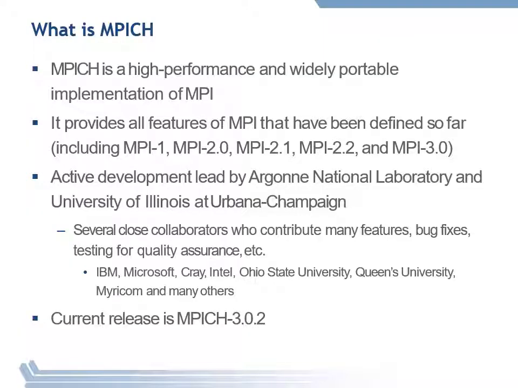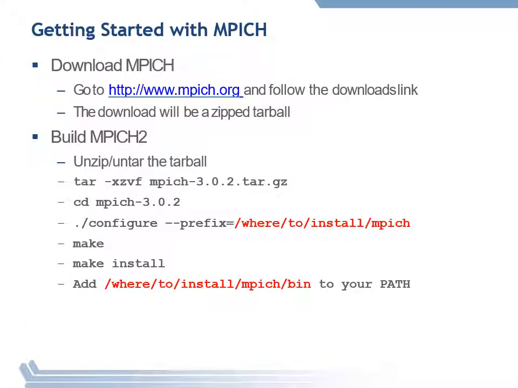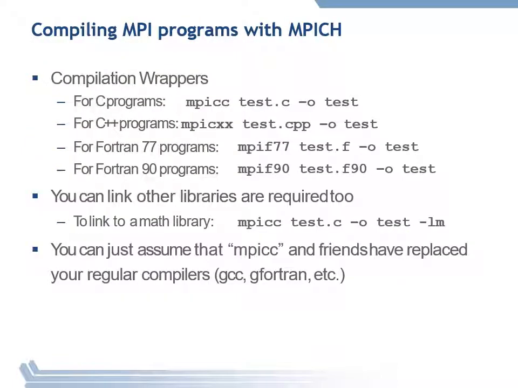So what exactly is MPI? MPICH is a high-performance, widely used implementation of MPI. There are many MPI versions: MPI 1, MPI 2.0, 2.1, 2.2, and 3.0, which I mentioned before. The current release of MPICH is 3.0.2. This is a website where you can download MPICH.